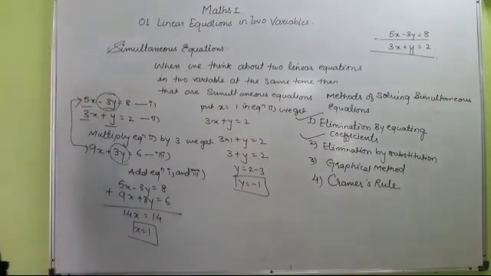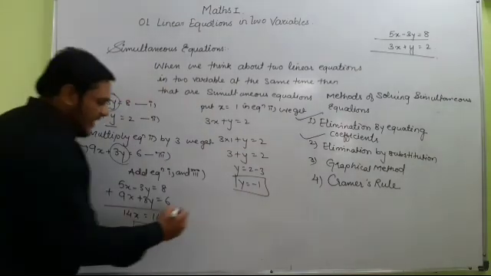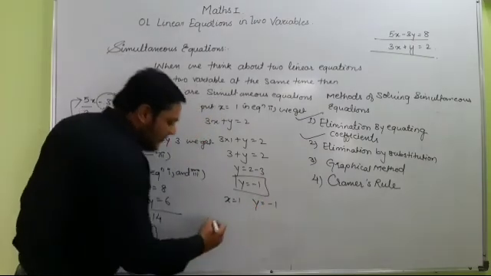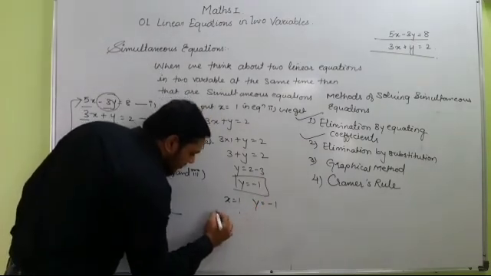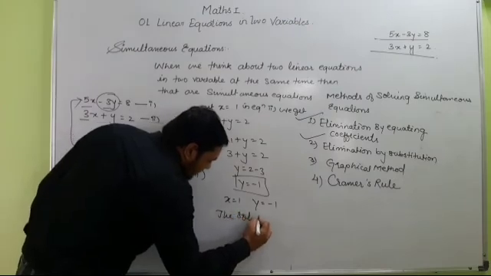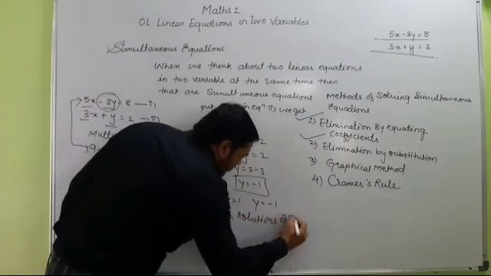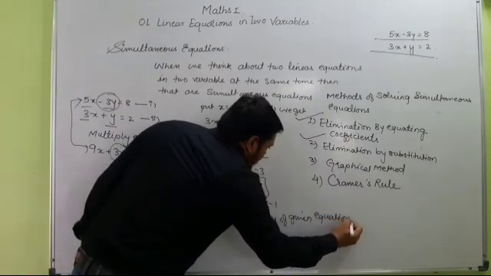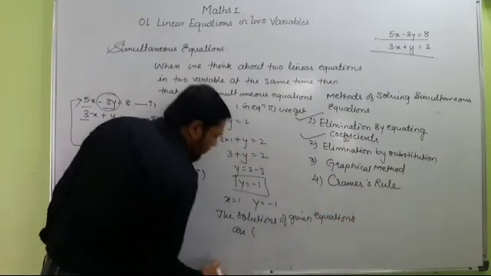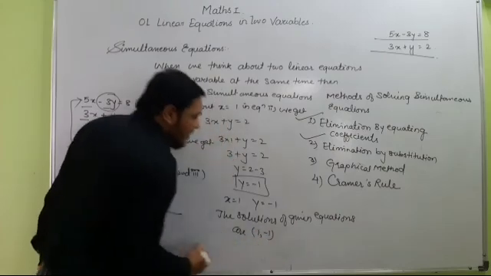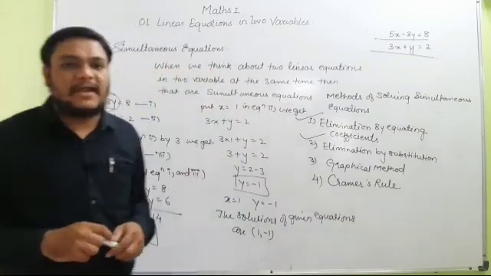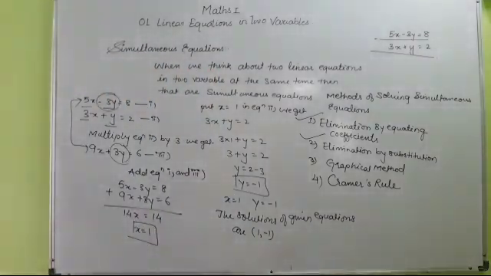So what is the solution of these equations, students? Can you tell? Yes, x equal to 1 and y equal to minus 1. You can write the ordered pair of this solution. The solution of the given equations in ordered pair is 1 comma minus 1. So like this you have to solve simultaneous equations by equating coefficients. Students, note this solution in your notebook.